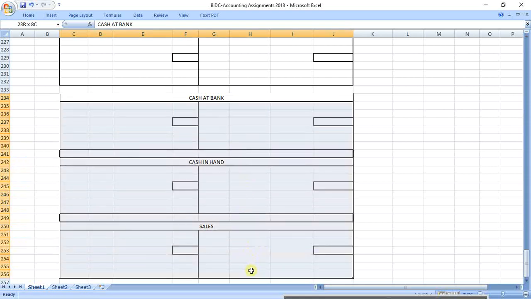Obviously these will just have totals, but you'll still need to post them. Yeah, you'd have to take those transactions. And then the last one was sales. Cash at bank, cash in hand, and sales. There are some easy marks, obviously opening balances that you can probably get right.